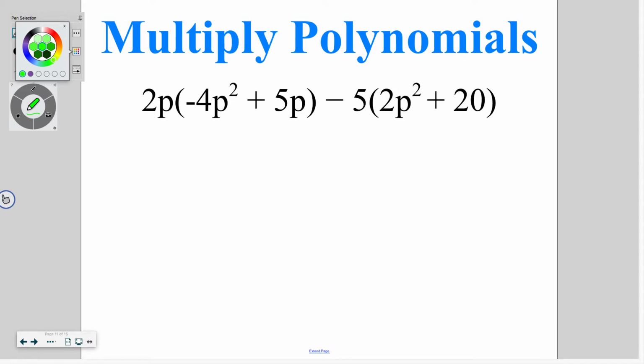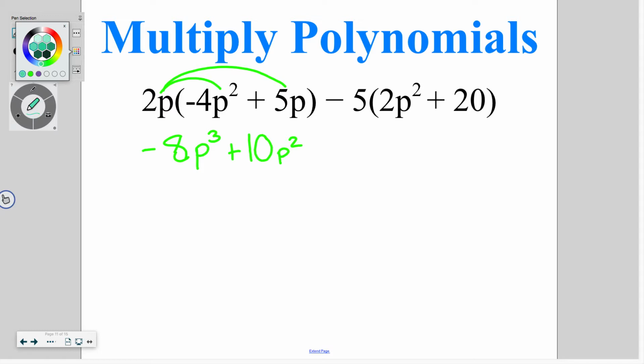Sometimes we have more complex problems where we're going to need to multiply and then check for like terms afterwards. So we're going to start with our distribution. We've got 2p times negative 4p squared, so I've got negative 8p to the third. And then I've got 2p times 5p, which is going to give me 10p squared. So now we've distributed that first part.